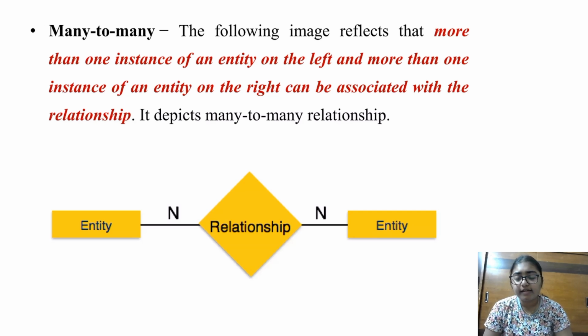Many to many. The following image reflects that more than one instance of an entity on the left and more than one instance of an entity on the right can be associated with the relationship. It depicts many to many relationship.